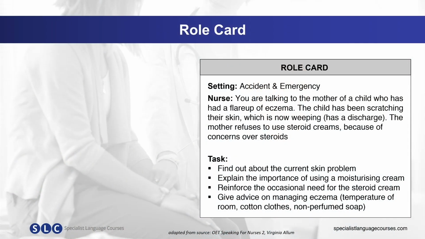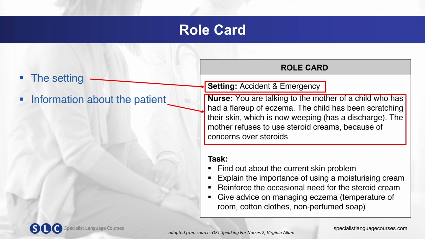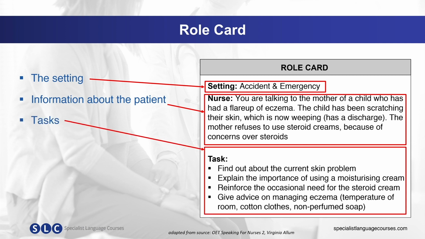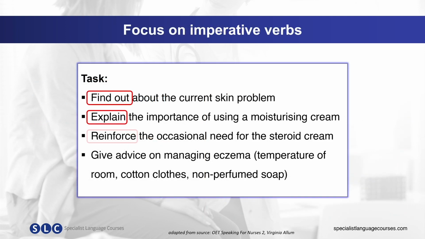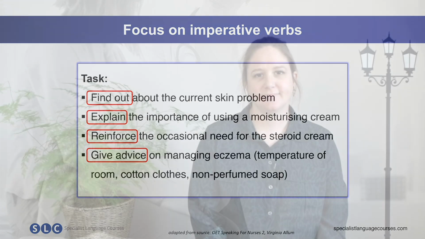On this role card, the setting is A&E, and a mother has brought her child who has eczema. And the imperative verbs can be found at the start of each bullet point in the task. So you should focus on the task on your card and underline or circle these verbs. These are the actions that you need to demonstrate in your role play using appropriate language. So how do you do this?